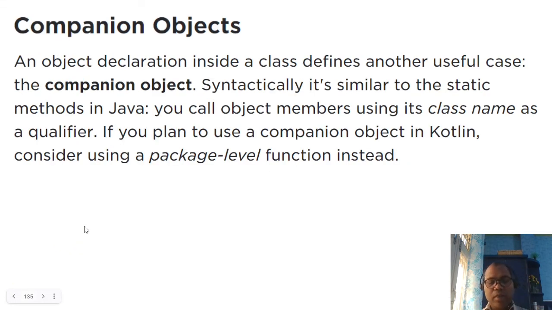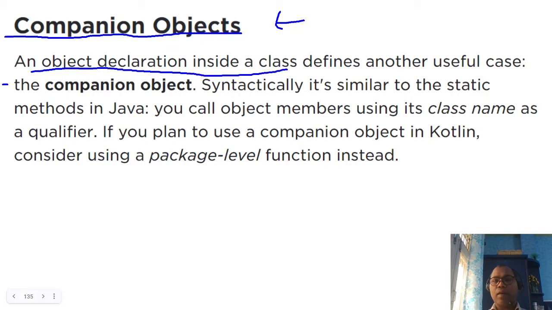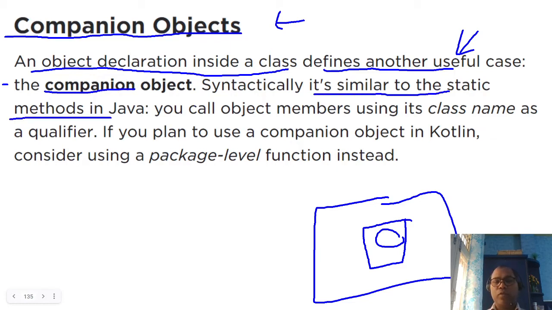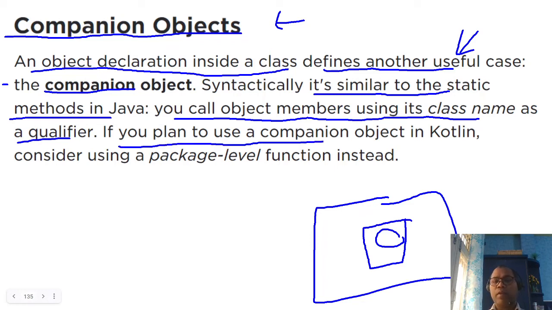And let us discuss what the companion object is. The companion object declaration inside a class defines another useful case. When you are inside a class, you define another companion as an object declaration. This is the companion object, and it's similar to a static method in Java. So you can call an object member using its class name as a qualifier. If you plan to use the companion object in Kotlin, consider it as a package-level function.